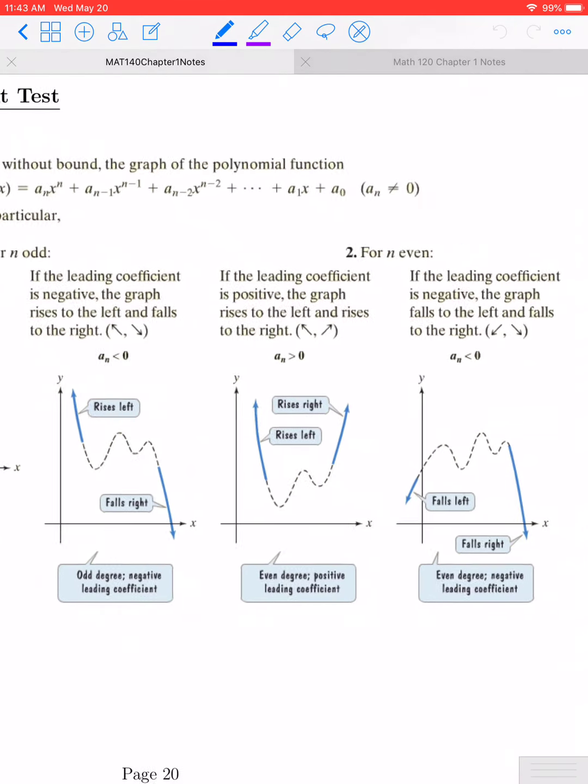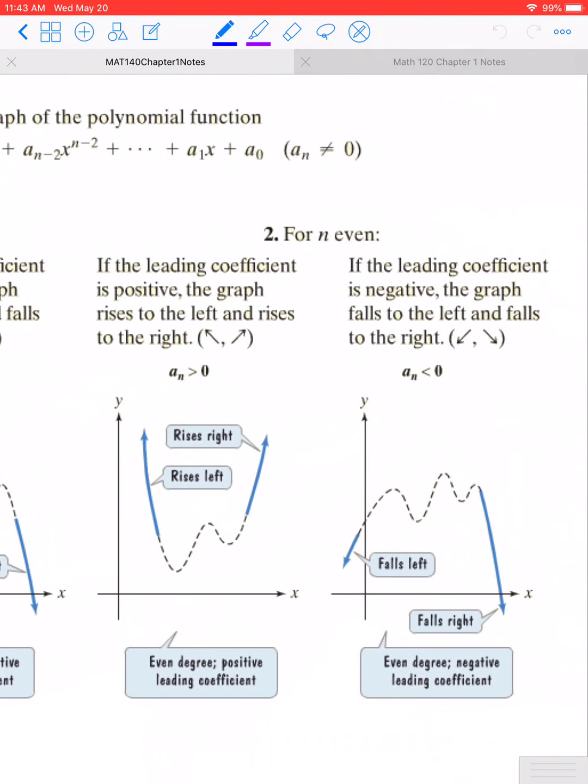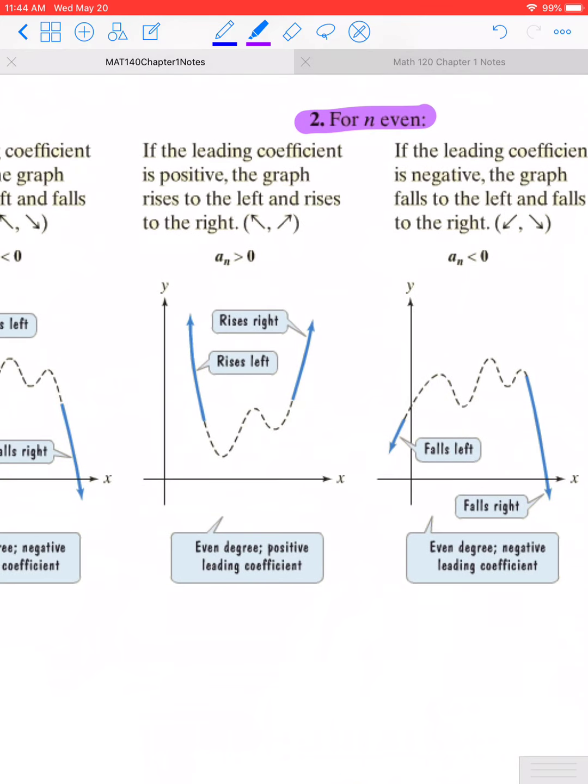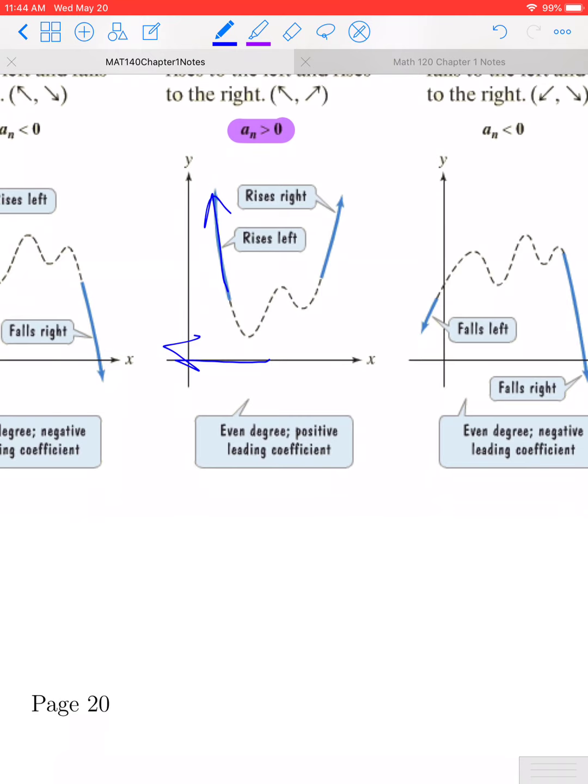Let's start with the easier case first. Let's suppose that you have a polynomial of even degree. So the highest power would be something like x squared or x to the 4th or perhaps even x to the 100th power. Whenever your highest exponent is even, if the leading coefficient is positive, then what will happen is as x approaches negative infinity, the polynomial will approach positive infinity. We can write that using arrow notation as x approaches negative infinity, f of x approaches positive infinity.